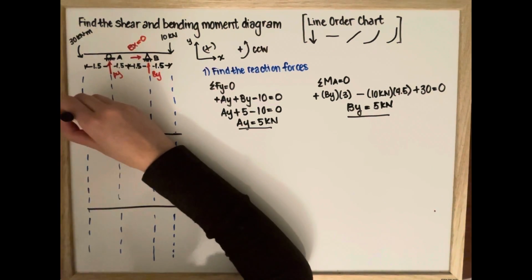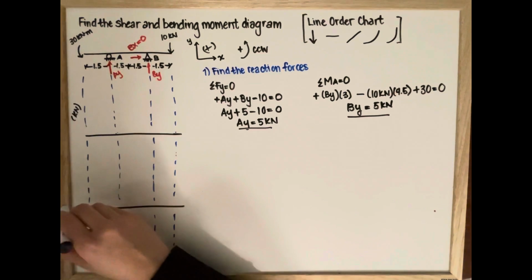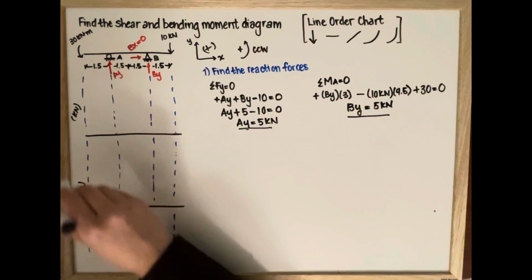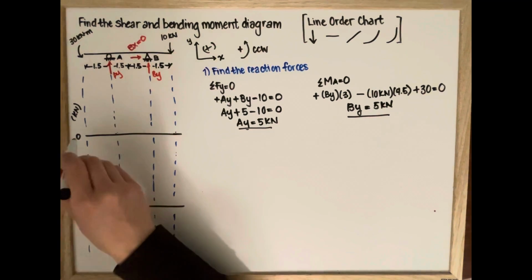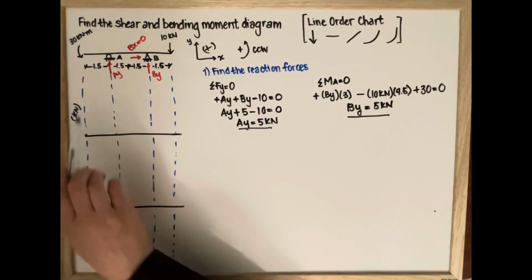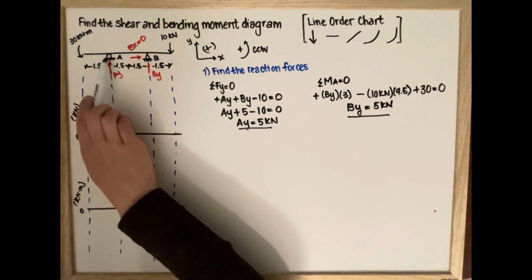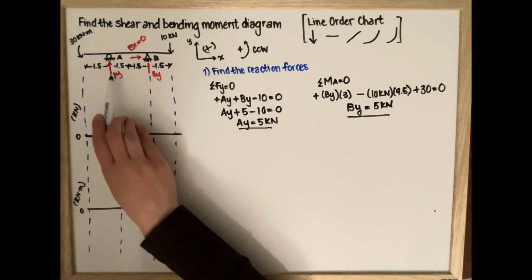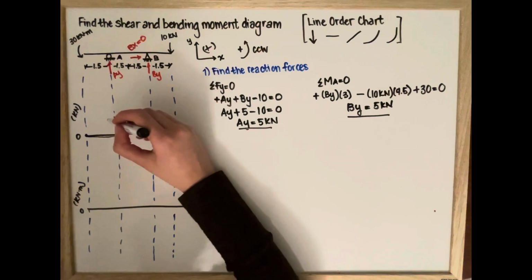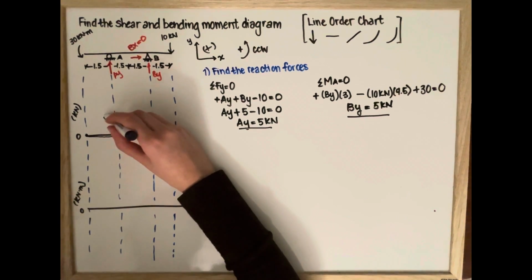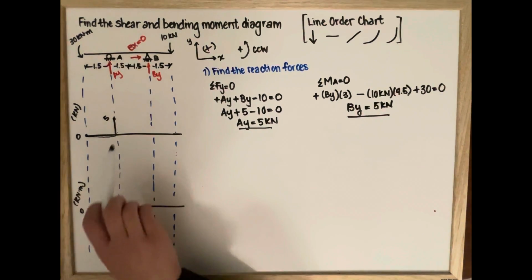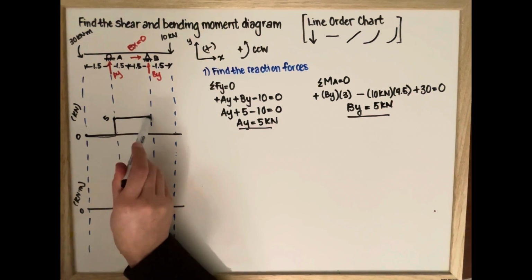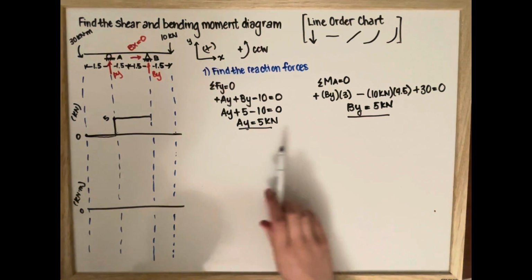So we're going to write our units. This is kilonewton, and this is kilonewton per meter. We're going to start at 0. There are no forces here, so the shear is going to be 0 until we get to this point where we have AY, which is positive 5. Go up, and then there are no external forces here, so it's going to be constant. It's going to be a straight line.